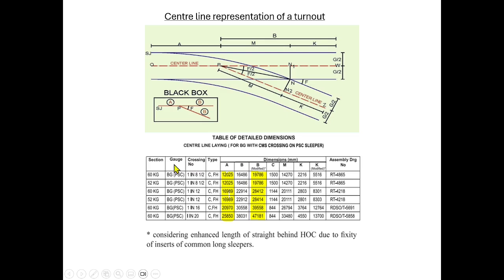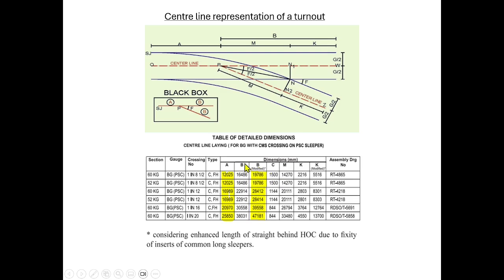So for each points and crossing, we have the standard dimensions readily available. We can make use of these dimensions. For 60 kg, 1 in 8.5, and 50 kg, this is the A value. This is the B value. For the B value, we take only the modified one.